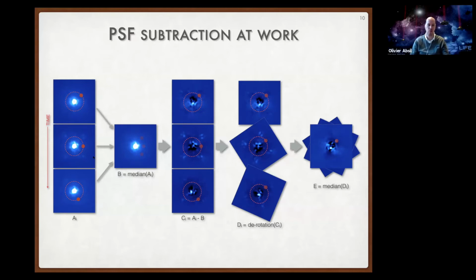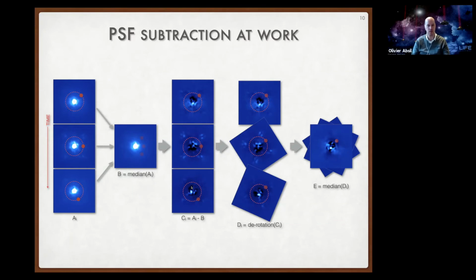Then you can remove this median from each individual frame in your data cube, and you are left with what is shown in the third column. I don't know if you can see my pointer, but you see that we have removed a large part of the stellar PSF and all the speckles that are quasi-static in this stellar PSF, and we are basically enhancing the contrast between the planet and the star residuals.